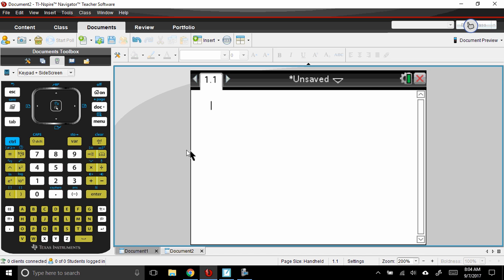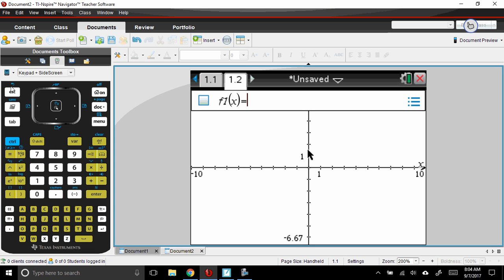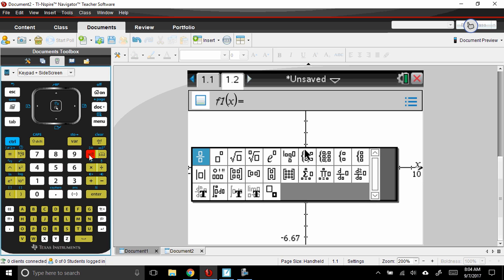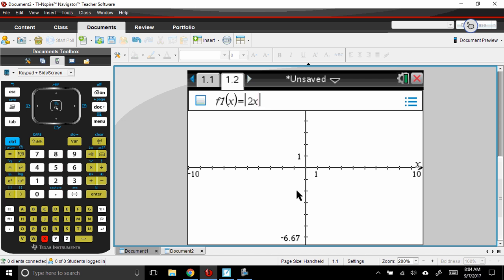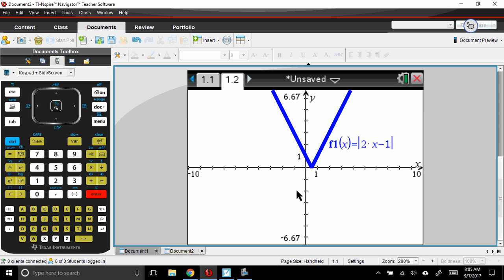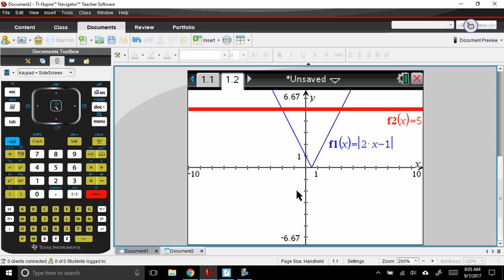It's okay if you don't have a TI-Nspire before you, but I'm going to go ahead and use my Nspire and just show you that if I graph, I've got to make sure I find my absolute value bars. Absolute value of 2x minus 1, and I'm going to add a second function, 5 here. There we go. So my answers are the x-coordinates where those two graphs intersect.